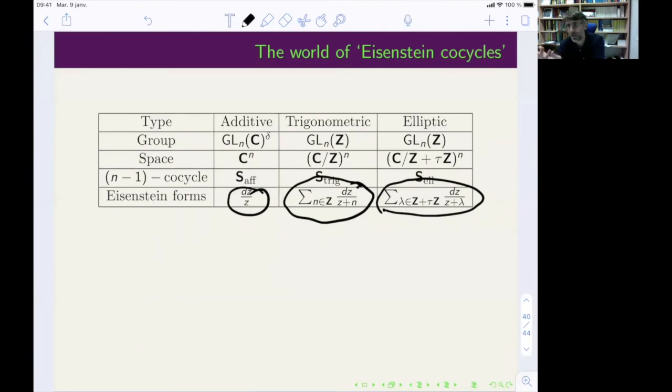So I will try to explain this. I will spend more time on the additive case than the others, in some sense.